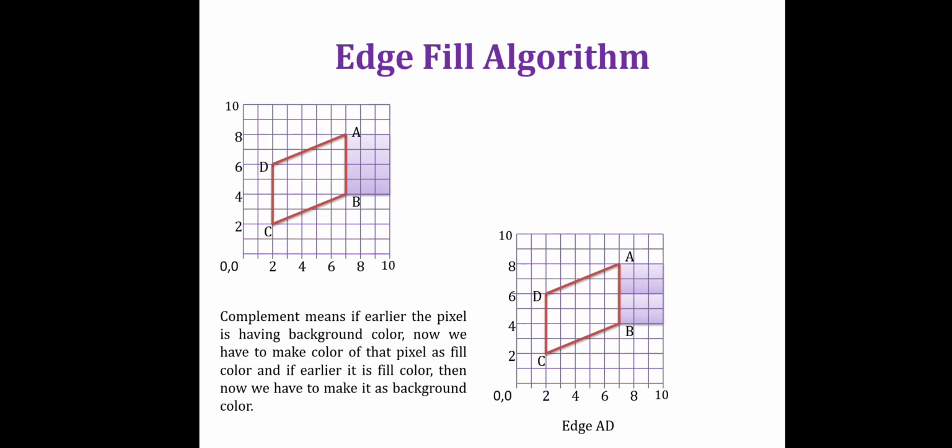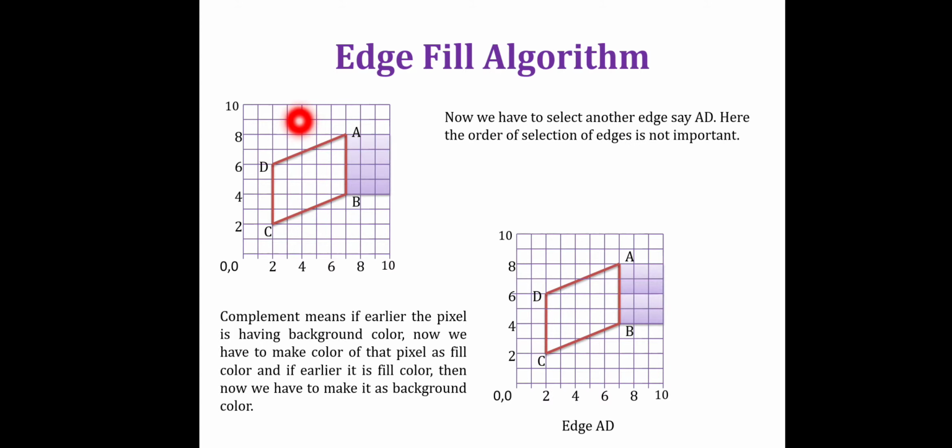Now we have to select the next edge. This is the previous diagram we had, where we are complementing the pixels which are on the right hand side of the line AB. Now what is the next thing? I want to take another edge. There is no restriction on the selection of the edges. You can select any edge from this polygon. So I am selecting another edge, let us say AD. Here the order of selection is not important at all. Starting with this edge AD, you can see that we are selecting the edge AD.